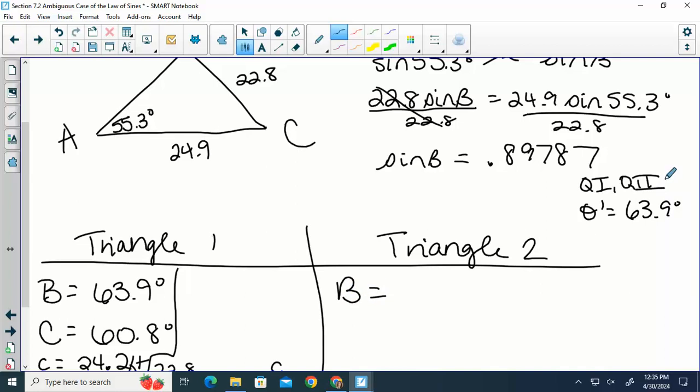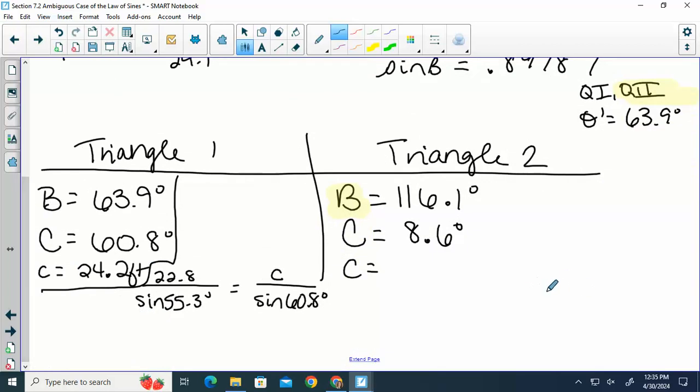So angle B in triangle 2 would be the angle in quadrant 2. So you do your 180 minus your 63.9, you get 116.1 degrees. So then how do we find angle C? So I add them and subtract them. So 180 minus the 116.1 minus the 55.3, and we get 8.6 degrees.